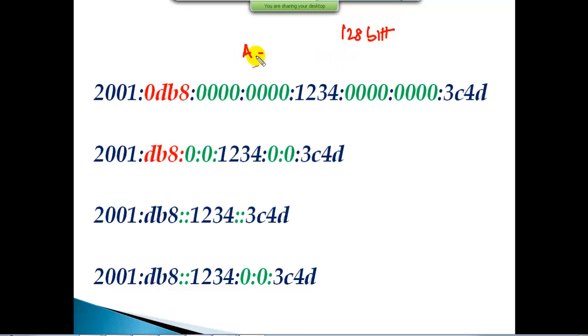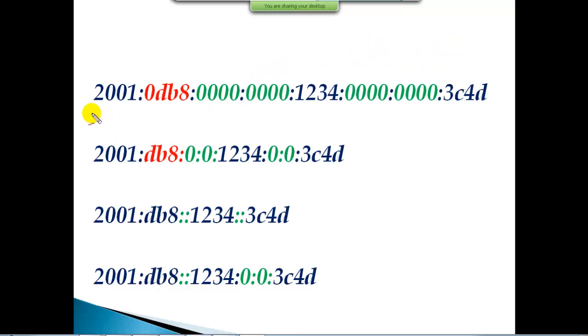So hexadecimal means you have some numbering starting from 0 to 9, and then A represents 10, 11, 12, 13, 14, 15. So in total you have 16 numbers starting from 0 to F.